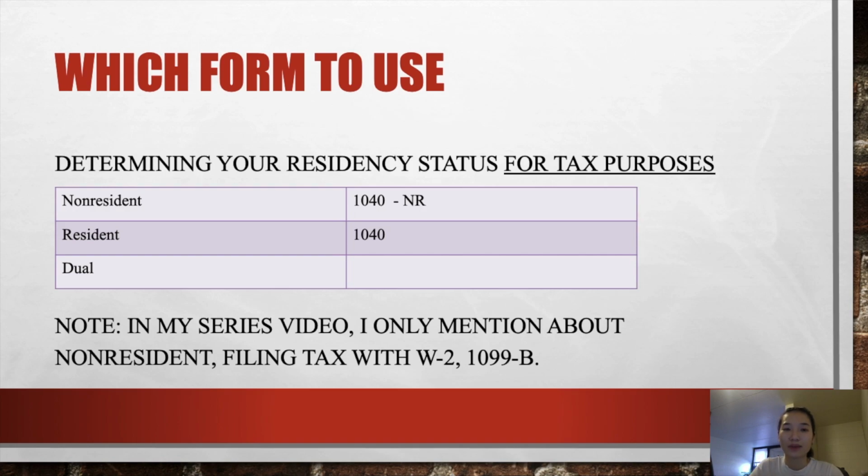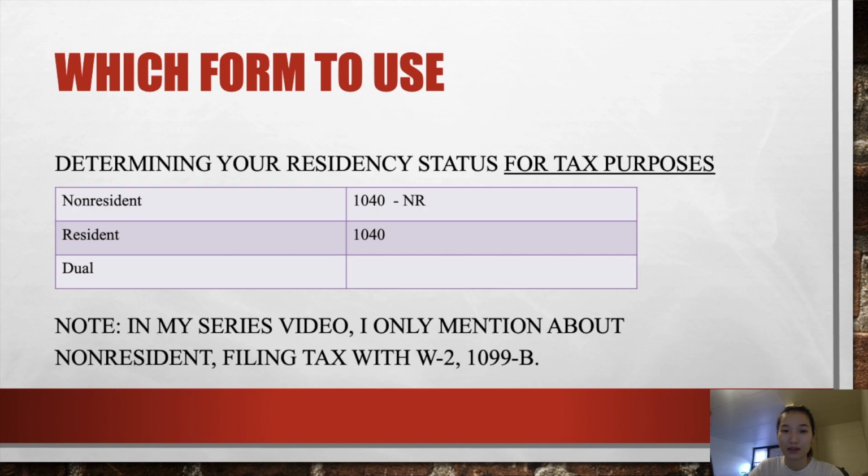There are three types of residency for tax purposes: resident, non-resident, and dual resident. The last one is very complicated, and I'm going to research this type next year, because next year I'm in this case. There is a test called the substantial presence test on the IRS website to determine your residency status for tax purposes. Check it out in my description below.